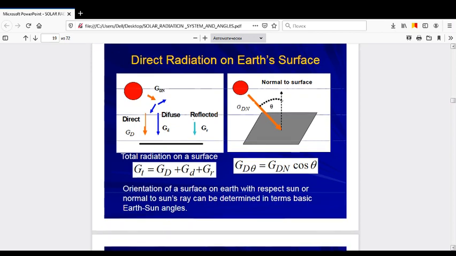Direct radiation on Earth's surface. The sun, when it comes on the surface, that direct radiation is diffused and reflected. So normal to the surface, the total radiation G_T is equal to G_D plus G small d plus G_R, where these are the diffused sun rays, direct sun rays and reflected sun rays.